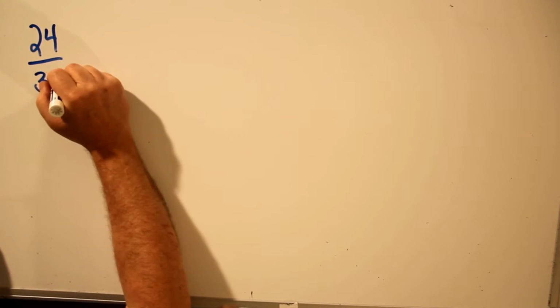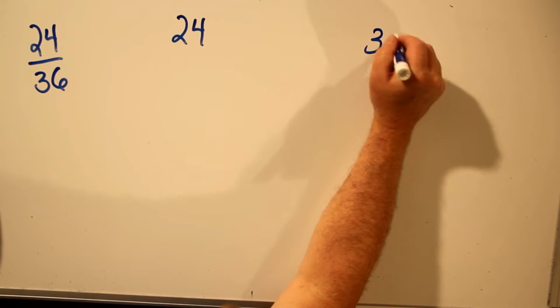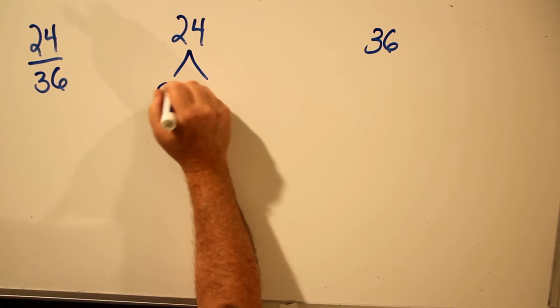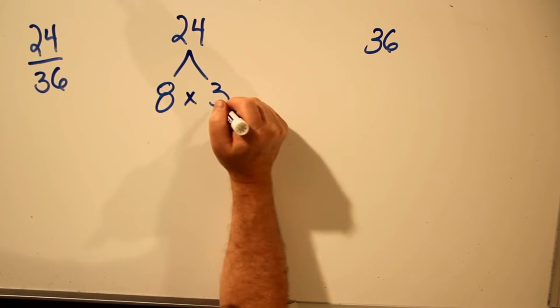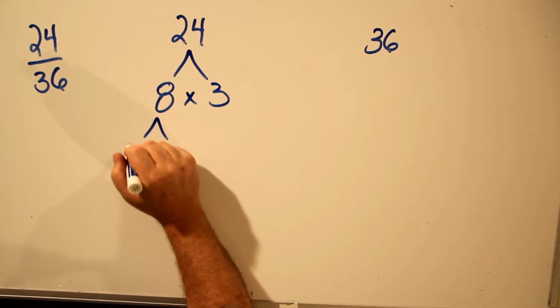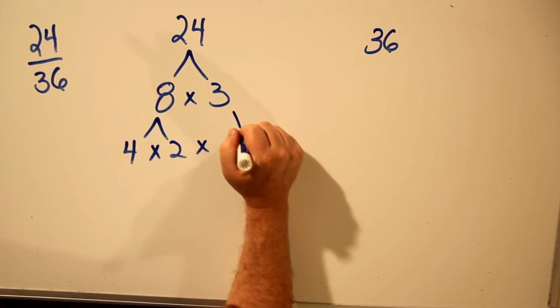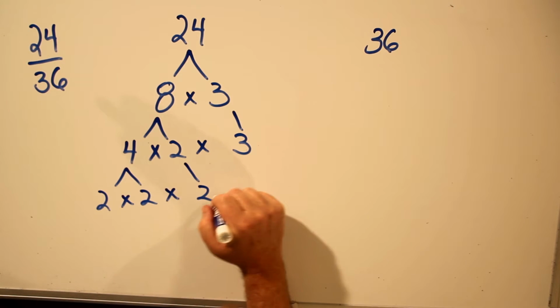Let's test 24/36 to see if it's in simplest form. We'll do prime factor trees for both 24 and 36. 24 is 8 times 3. It's 6 times 4. It's 12 times 2. It doesn't matter what we start with. We're going to end up with the same prime factors at the bottom, perhaps in different order depending on where we start. But we'll always get the same prime factors. And 4 is 2 times 2. Bring these numbers down.